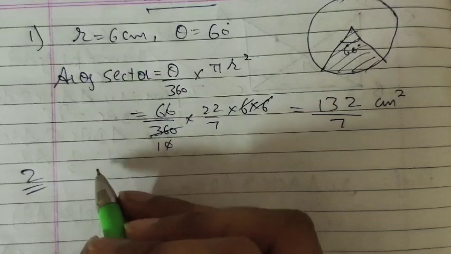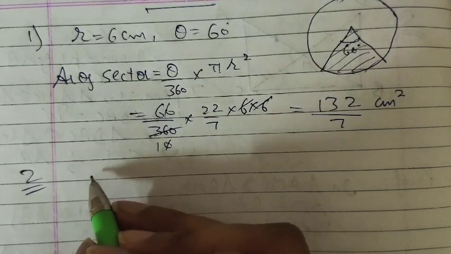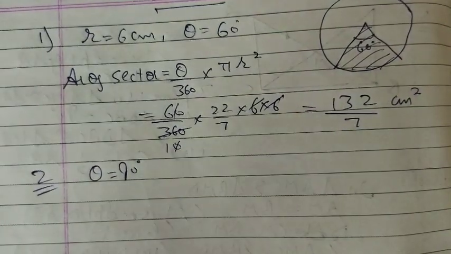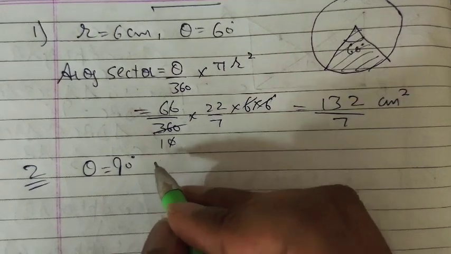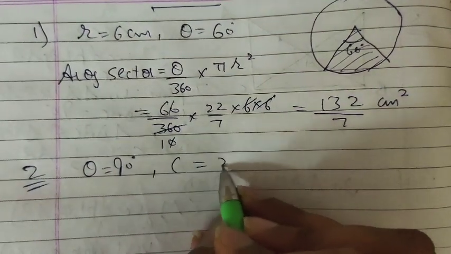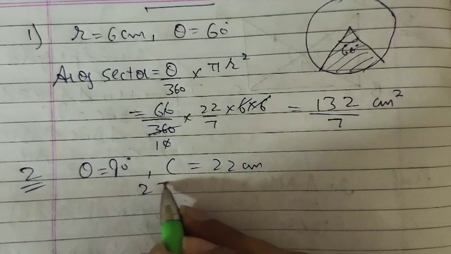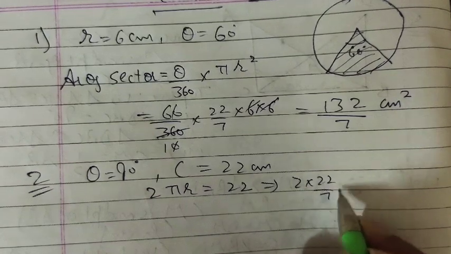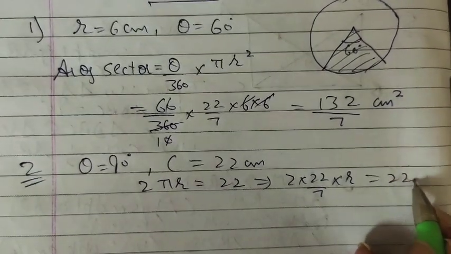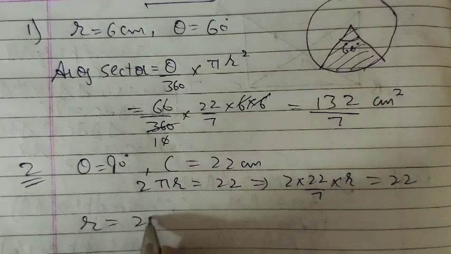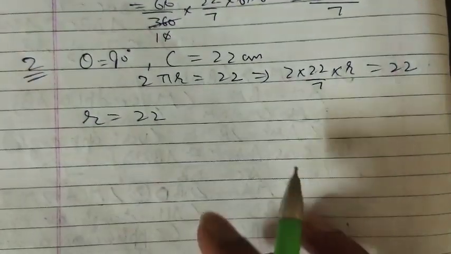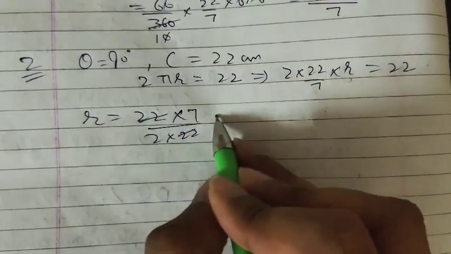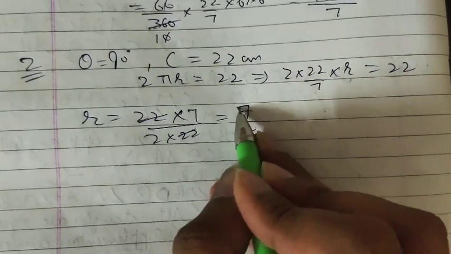Next, question number second. Find the area of a quadrant. Whenever it is asking for a quadrant, that means theta is 90 degree, right? Quadrant is related to quarter, which means 1/4, so 1/4 means 90 degrees theta. Secondly, circumference is equal to 22 centimeter. Now circumference is 2 pi r, which is 22. This implies 2 multiplied by 22 by 7 multiplied by r is equal to 22. So r is equal to 22 multiplied by 7 upon 2 multiplied by 22. 22 cancels, which is 7 by 2. So radius is 7 by 2.